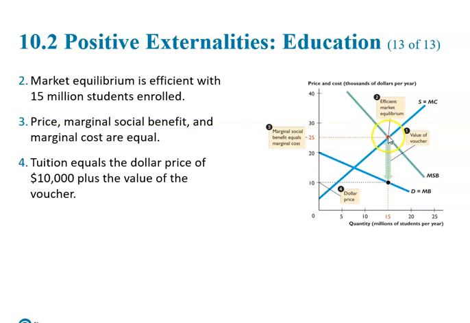efficient outcome where the marginal social benefit is equal to the marginal cost. So price, marginal social benefit, and marginal cost are equal to each other at this point, and the tuition equals the dollar price of 10,000, which will be taken from the marginal private benefit curve, but add on top of that the voucher money which the households are receiving, and we will be able to get to the marginal social benefit curve.